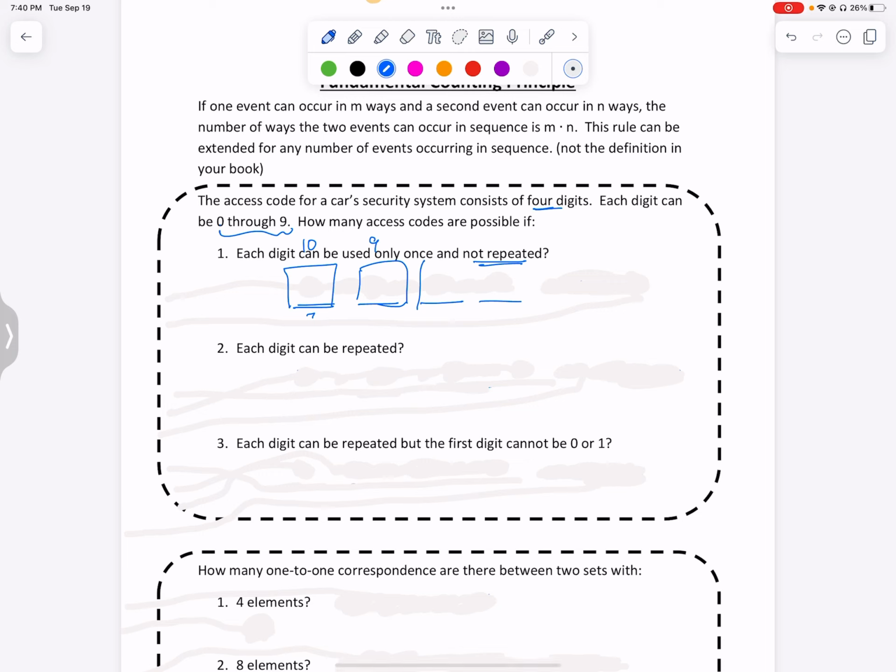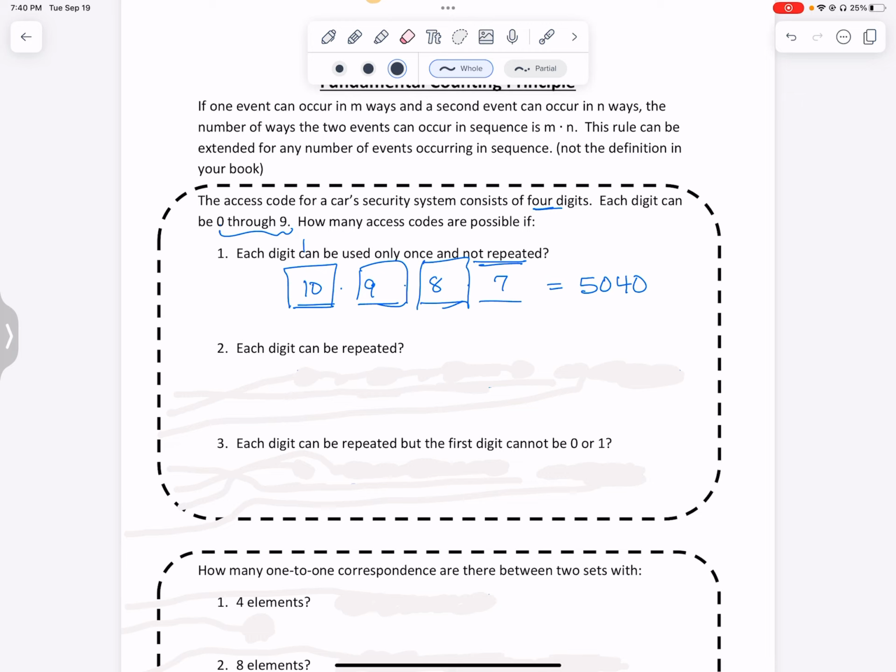And then for the third one, I've already used 7, and I've used 8. So now I can only use 0, 1, 2, 3, 4, 5, 6, and 9. So I only have 8 possible ones. So I would have 10 times 9 times 8 times 7. I'm going to erase these so that doesn't confuse you. So my answer, if I multiply all those together, is going to be 5,040.